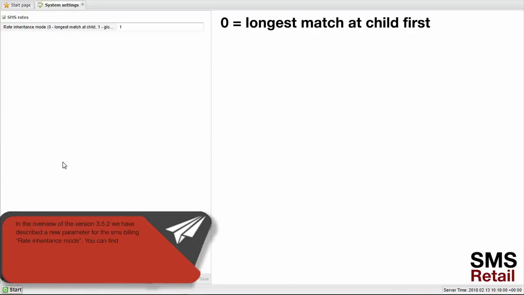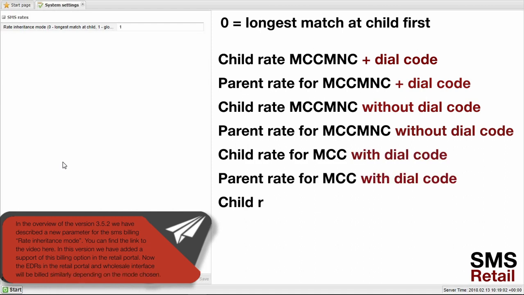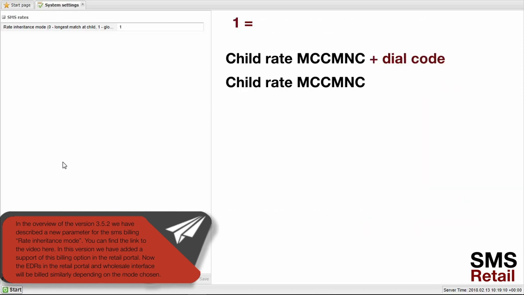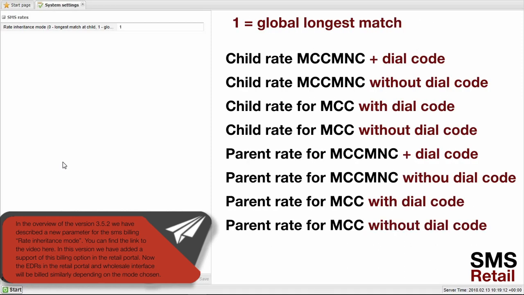In the overview of the version 3.5.2 we have described a new parameter for the SMS billing, rate inheritance mode. You can find the link of the video here. In this version we have added a support of this billing option in the retail portal. Now the EDRs in the retail portal and wholesale interface will be built similarly depending on the mode chosen.